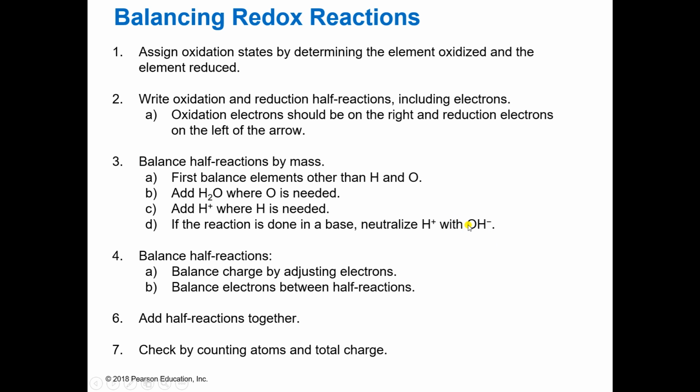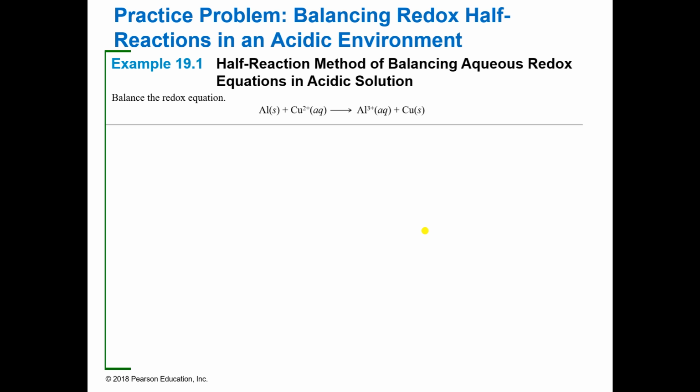The hydroxide, because it's a basic solution, is going to neutralize those hydrogen ions. Now, once we balance the charge by adjusting the electrons and balance the electrons by using multipliers if necessary, then we combine the two reactions, and we eliminate anything that's the same on the left and the right of the arrow to cancel it out. And then, of course, we check.